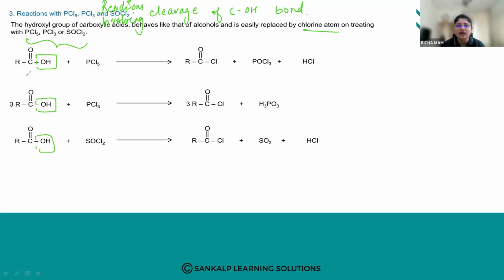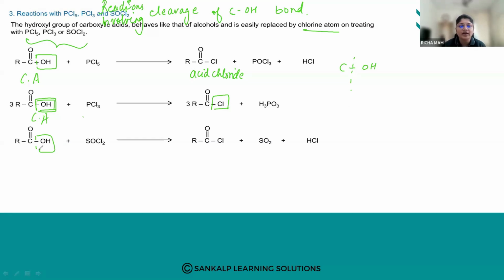When you treat your carboxylic acid with phosphorus pentachloride, you will get an acid chloride, and POCl3 plus HCl as byproducts. Then we have taken three molecules of carboxylic acid. When three molecules of carboxylic acid react with phosphorus trichloride, you get three molecules of acid chloride. All the OH groups of the carboxylic acid are replaced by Cl. The breaking of the bond takes place at C-OH, and you get H3PO3.